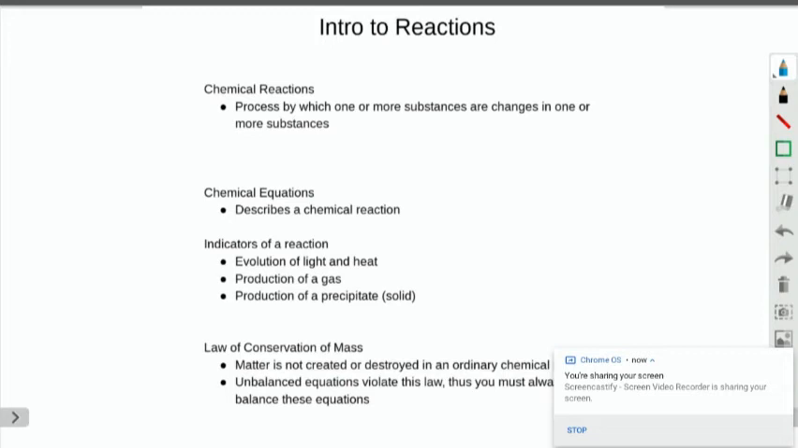Okay, class, today we are going to start chemical reactions. This is an interesting topic because I believe it really is the most important thing to chemistry. A chemical reaction is a process by which one or more substances are changed into one or more substances. There are many chemical reactions that take place day to day in your body, throughout the universe. You would not be alive, and the universe would not be a thing without chemical reactions.